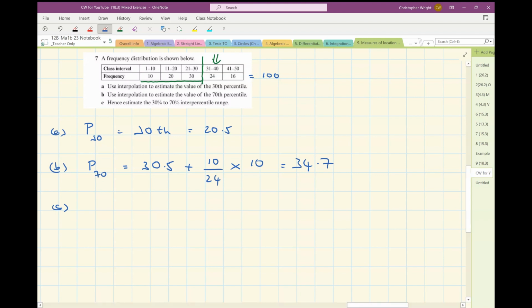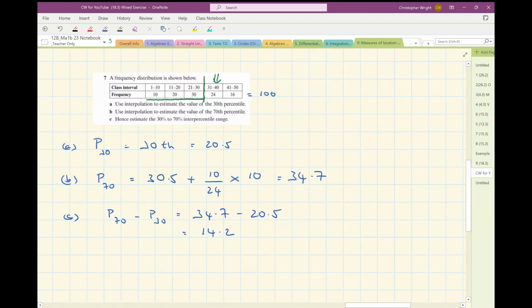Part C, hence estimate the 30% to 70% interpercentile range. Right, so that's just going to be P70 minus P30, 34.7 subtract 20.5, gives me an interpercentile range of 14.2. And that is question 7 done.